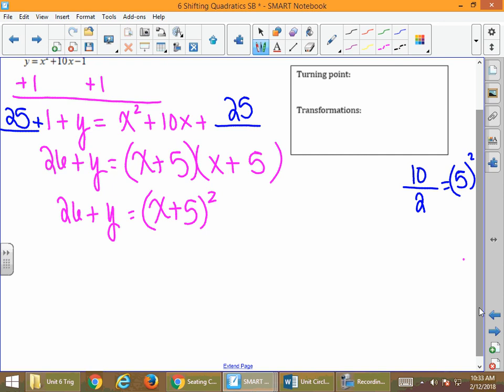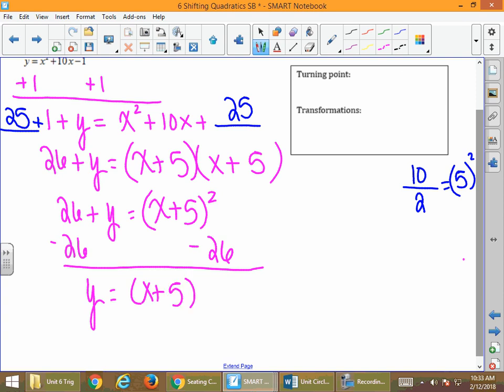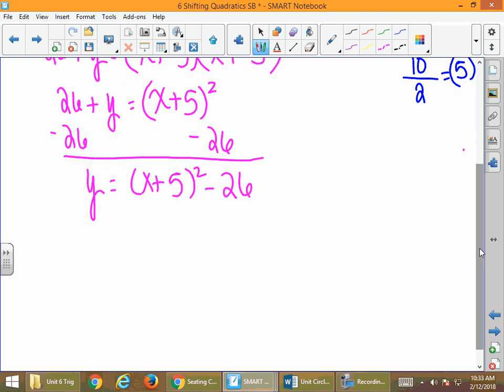And lastly, we need to solve for y. So we're going to subtract the 26 from both sides. And we get y equals x plus 5 quantity squared minus 26. Just a reminder that that's vertex form.